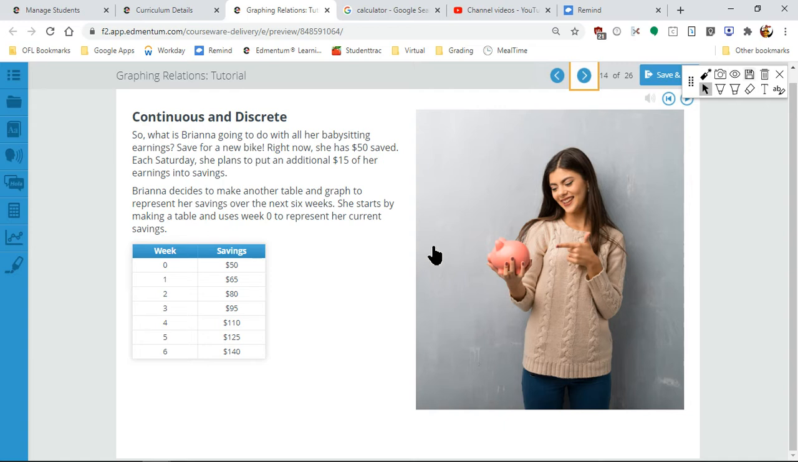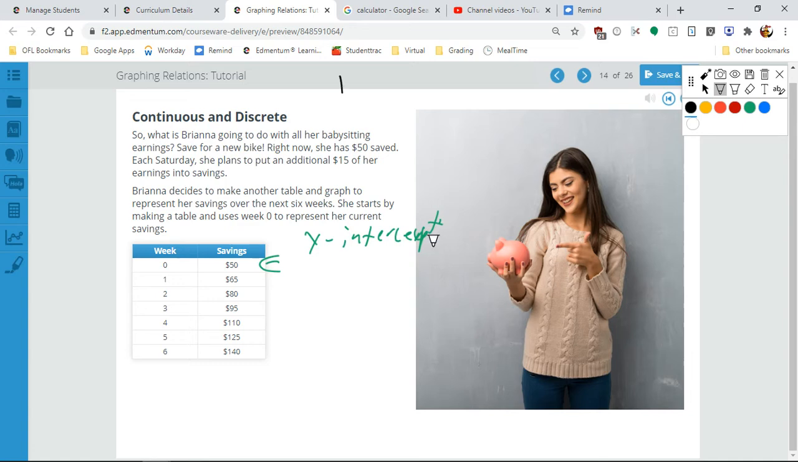So when we're doing this, Brianna is saving money. She wants to save $15 every week. But she already started off with 50. So this is going to be known as our Y-intercept. It's what we start off with.